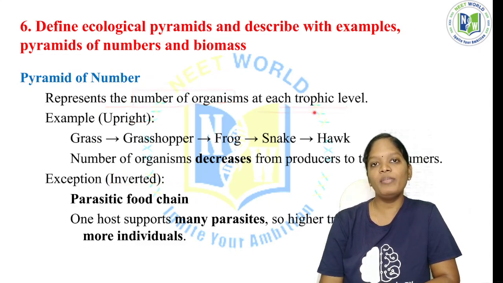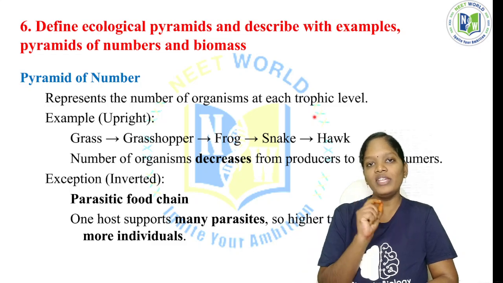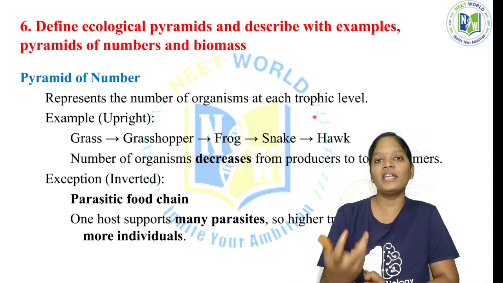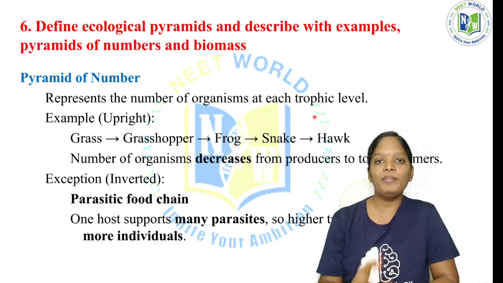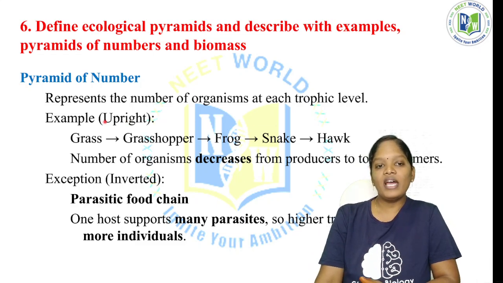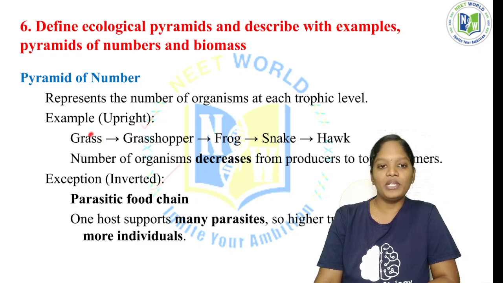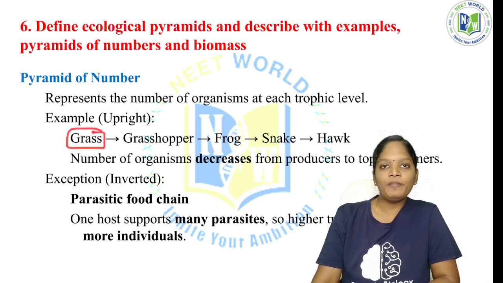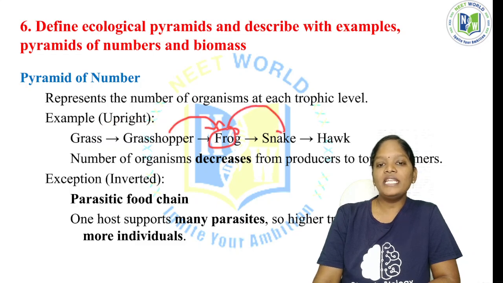So that represents the number of organisms at each trophic level. In each trophic level, based on the count of each and every individual, we can draw a pyramid. So we have an example for both the upright pyramid as well as the inverted pyramid. See, the grass is eaten by the grasshopper. The grasshopper is eaten by the frog. The frog is eaten by the snake. The snake is eaten by the hawk.